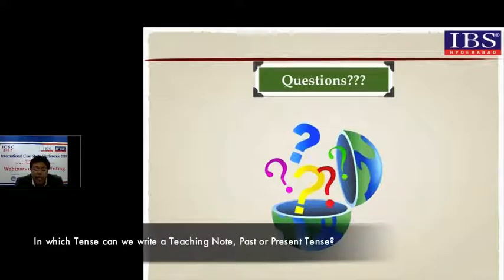In which tense can we write a teaching note, past or present? There is no particular requirement there. When you are writing a case, it is good practice to write it in the past tense. But when you are writing your analysis and your teaching note, you go by what's appropriate, what feels right to you. There are no such requirements that it is to be in the past tense or the present tense. Wherever it feels right, good English, that's enough.